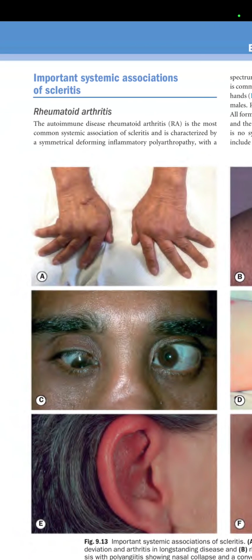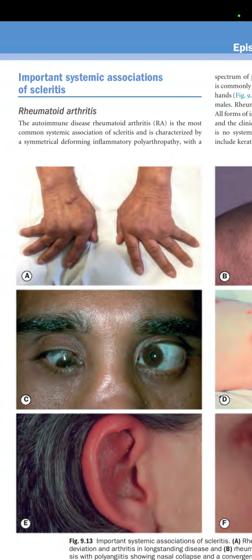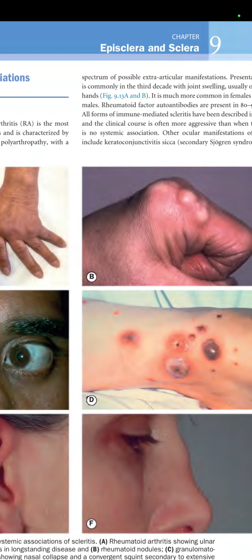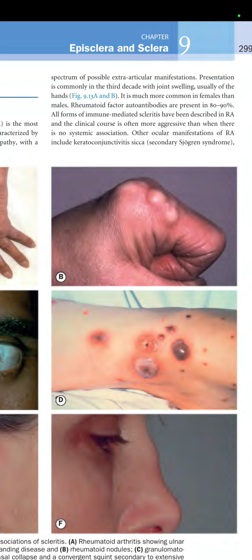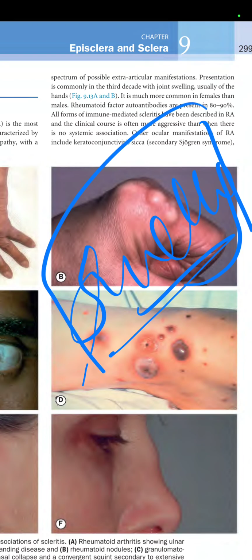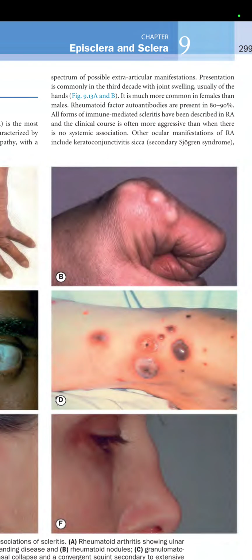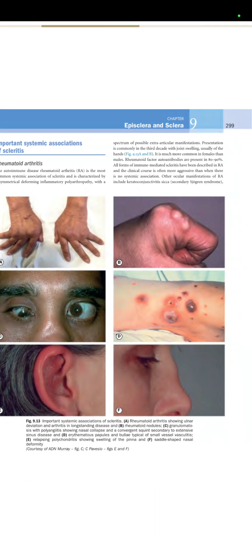The autoimmune disease rheumatoid arthritis, RA, is the most common systemic association of scleritis, as it is characterized by a symmetrical deforming inflammatory polyarthropathy with a spectrum of possible extra-articular manifestations. Presentation is commonly in the third decade with joint swelling, usually of the hands. So very important, there is a swelling of the small joints of the hands. Most commonly the fingers are involved, and multiple joints are involved in these cases.